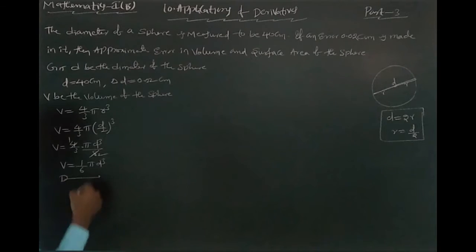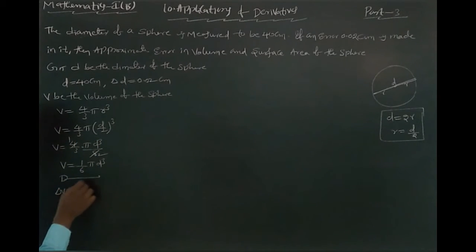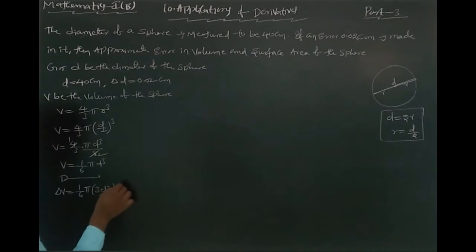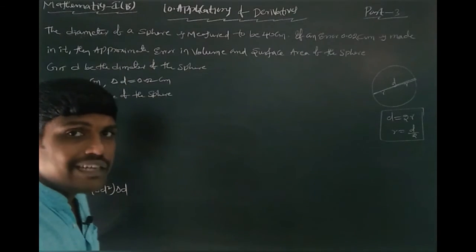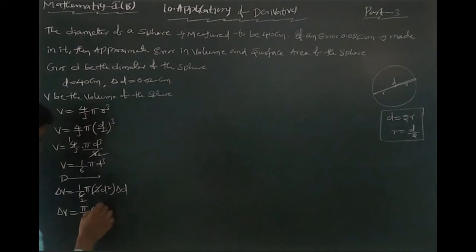Next, take the derivative on both sides. What do you get here? Delta V equal to 1 by 6 pi, take it common. The derivative of d cube is 3d square into delta D. 3 by 6 is 1 by 2, so you get the answer. Delta V equal to pi by 2 into, what is the value of D? What is the value of D? 40. 40 square into delta D, the value is 0.02.